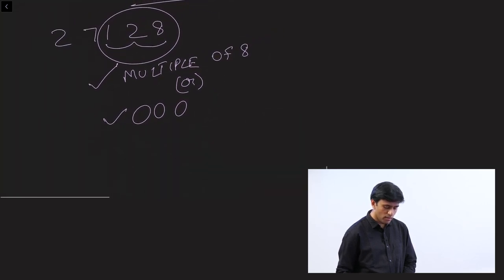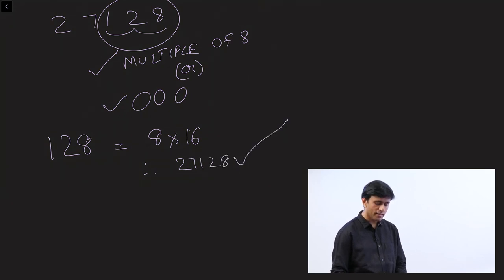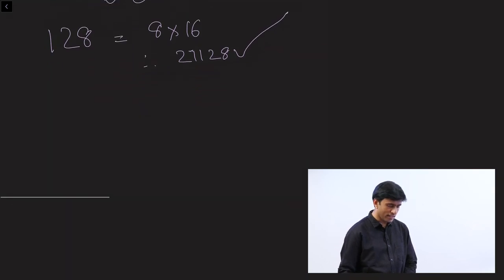So what are the last three digits? It's 128, which is 8 into 16. It is a multiple of 8. Therefore, 27128 passes the test and it is divisible by 8. Let's look at another example.